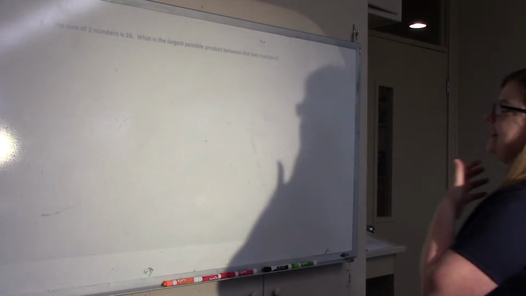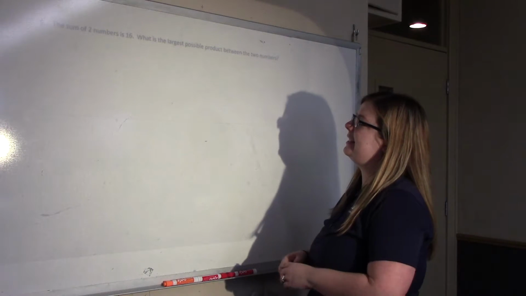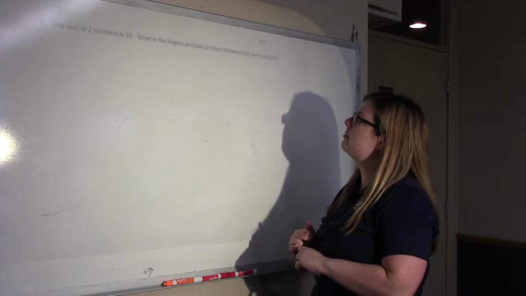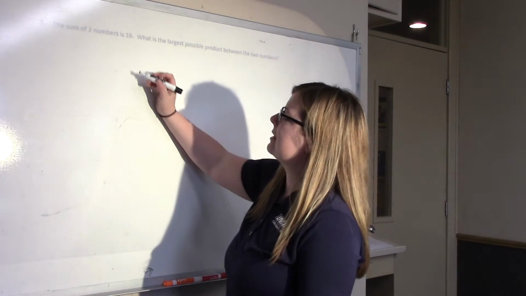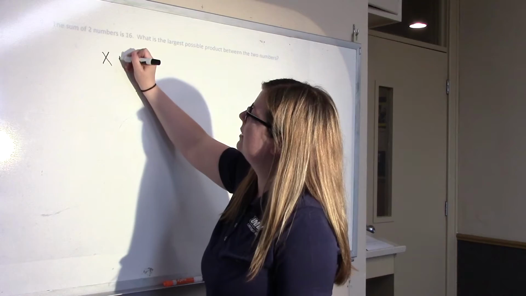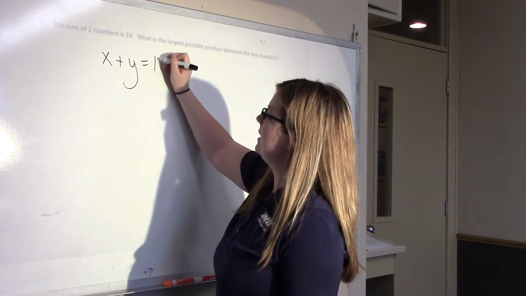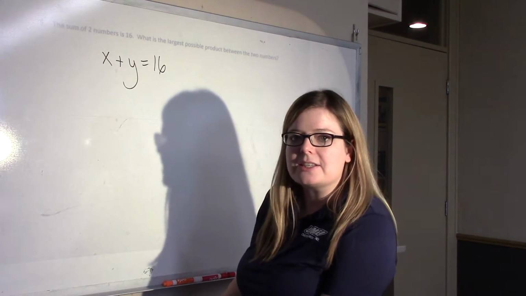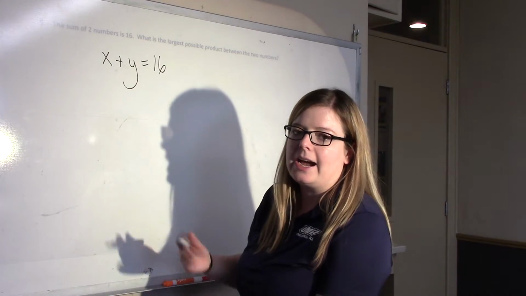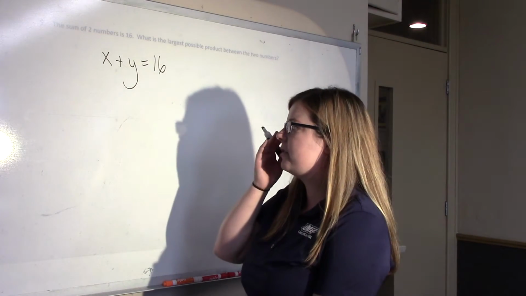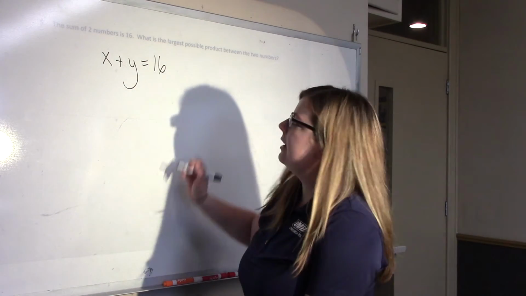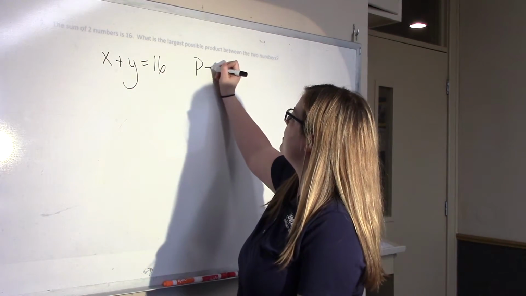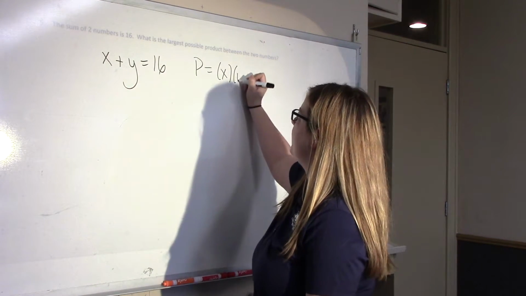Okay, the sum of 2 numbers is 16. What is the largest possible product between these 2 numbers? So we'll say the numbers can be x and y. So the sum is x plus y equals 16. If it just has 2 numbers, you don't have to actually identify your variables here. You can just let the 2 numbers be x and y. So the product between them is then x times y.